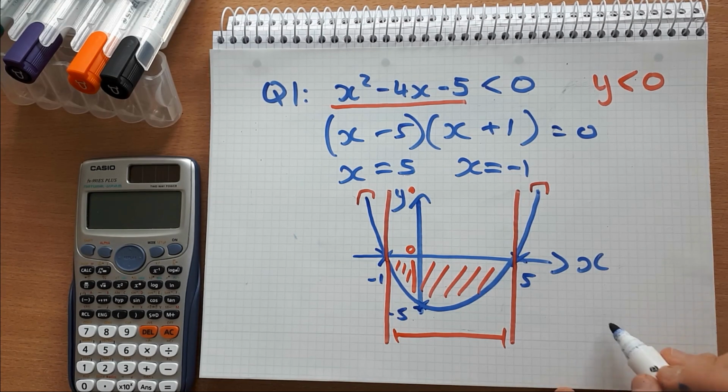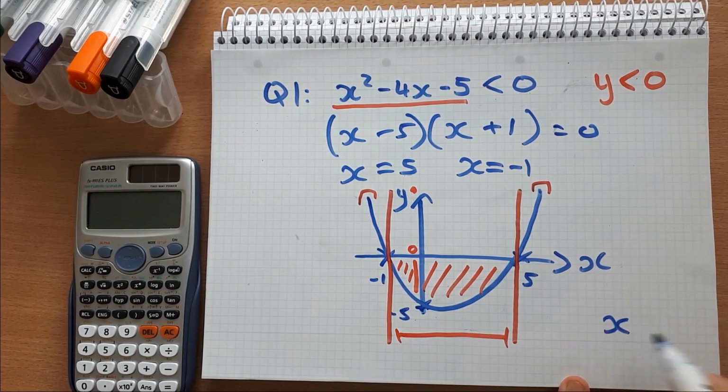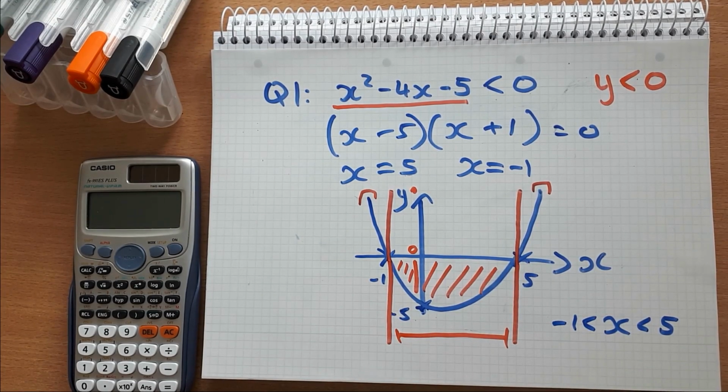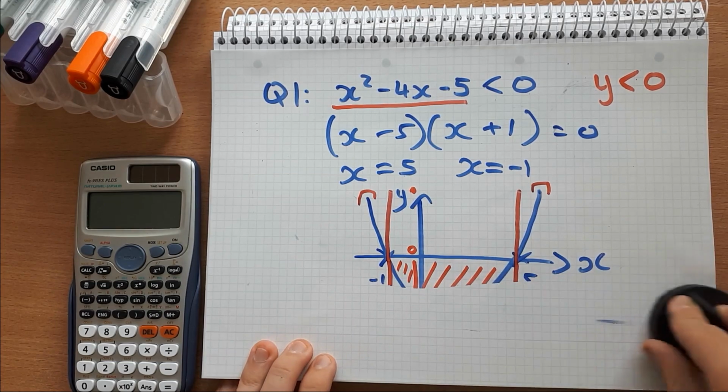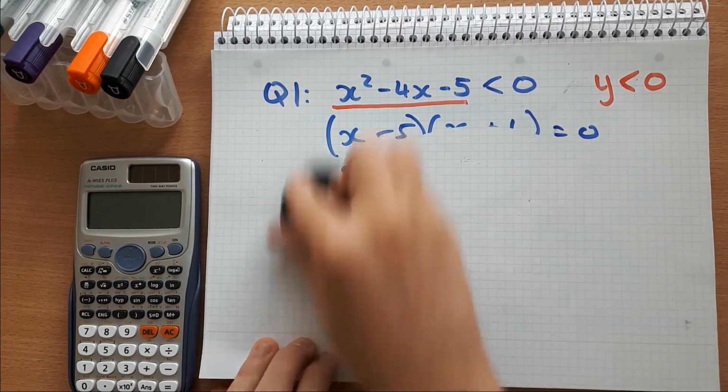Then you put down your x. This is for your range. x is less than 5 and x is greater than -1. And there we have our answer to question 1. Now I'll go on to a slightly harder one. Well, it's kind of the same level of difficulty, to be honest.